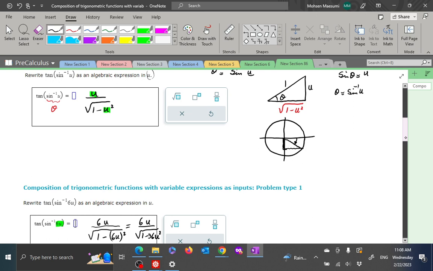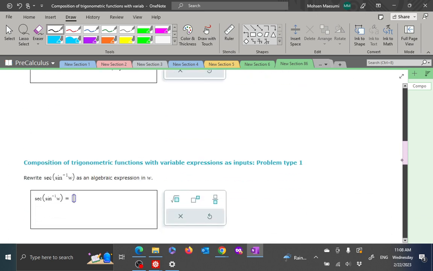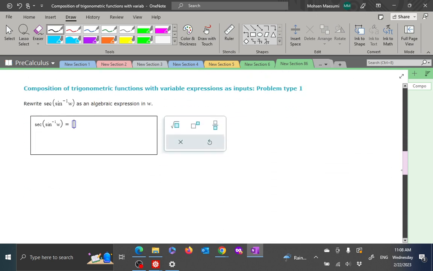Okay, let's go ahead and do another example. How about secant of sine inverse of w? Again, the trick is to draw a picture that helps us with the components. So w is just some number. In case you want to calculate sine inverse of w, well, w better be between -1 and 1.